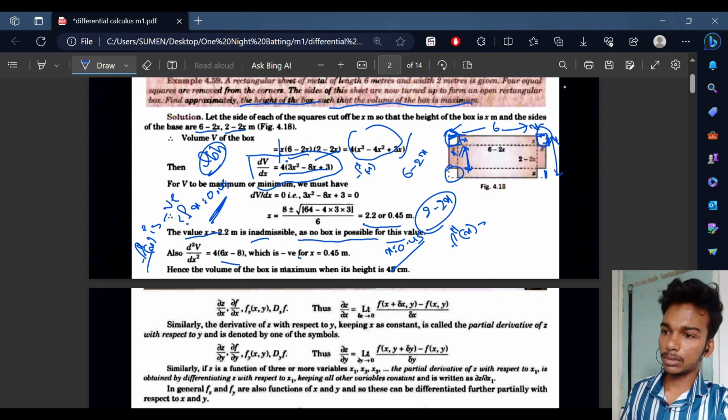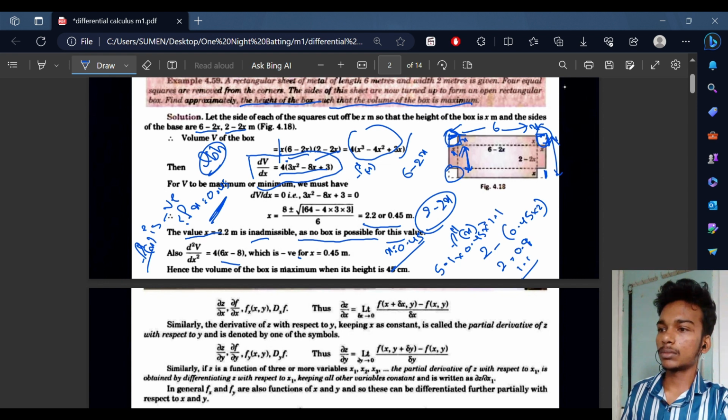So 2 minus 0.9, which is 1.1, then 5.1 into 0.45 into 1.1. If we do the multiplication of these three terms, we are going to get the volume, which is the maximum volume possible for the given conditions.